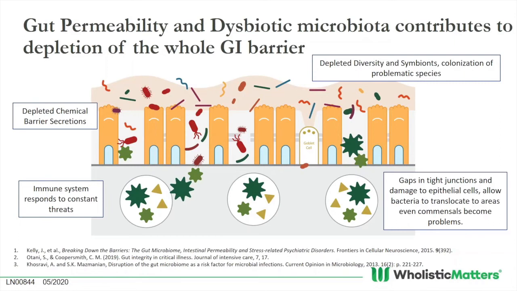intestinal hyperpermeability. So you have a lot of the depleted diversity, lack of symbionts, colonization in problematic species, increased pathobionts, follows up with depleted chemical barrier secretions. There's gaps now in the tight junctions that are allowing a lot of microbes, commensals, and pathobionts to translocate and become a problem. They bypass this barrier, and the immune system has to respond to these constant threats.